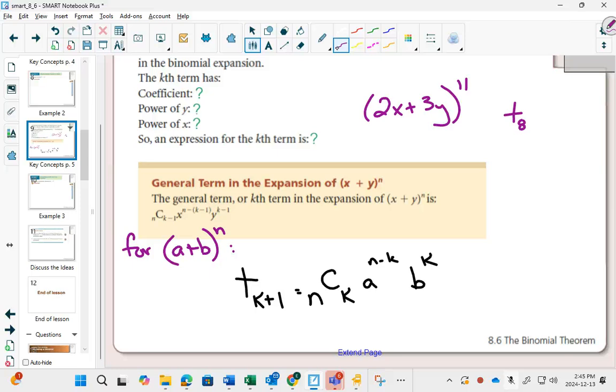a is whatever your first thing is. So just like in our example before, you have 2x. This tells you how many times you have that 2x. 2x to the n, that exponent, minus whichever term you're at. And then your b is the second term, and it's to the exponent of k.